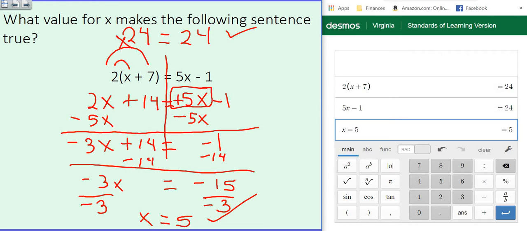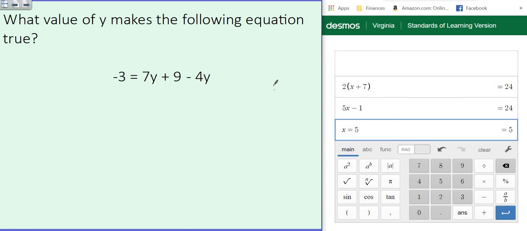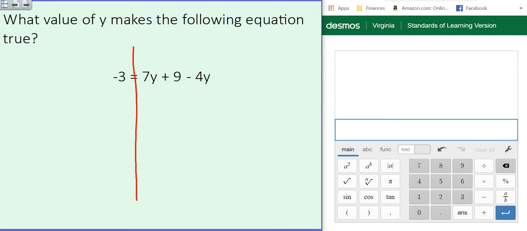Whenever you have variables on both sides, you have to remember that you've got to put both sides of that equation in your calculator, and your x value will make both sides true. Okay? So let's go to the next one and see what we need to do there. This one does not have any parentheses, so that means there's no distribution, but there is combining like terms.